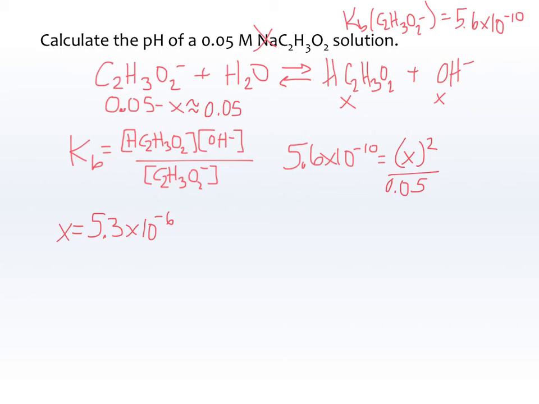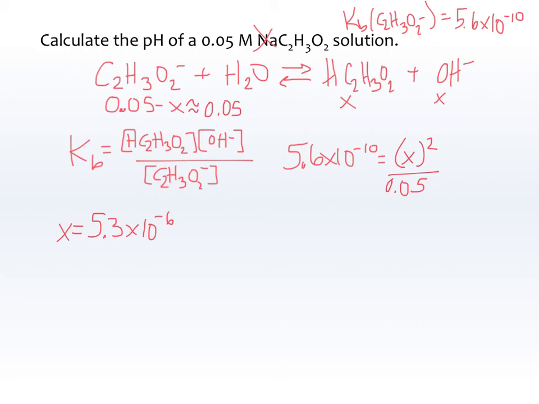Check it on your own in your own calculator. Not only to make sure that you know how to type it in and you know how to get the answer, but also to make sure that I didn't mess up when I was getting mine, because I mess up. So make sure you got 5.3 times 10 to the negative 6.